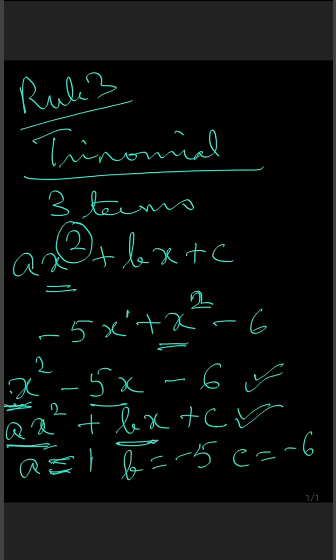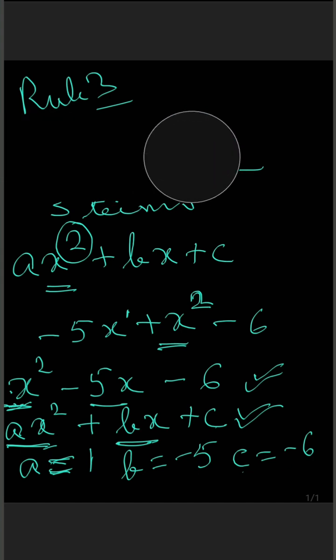If I see the coefficient of x here in the standard form, that is b, so b would be equal to the coefficient of x in the given question, that is minus 5. Similarly, if I compare the constant value in the standard form, which is c, with the constant value of the given question, then c would be equal to minus 6. Okay.